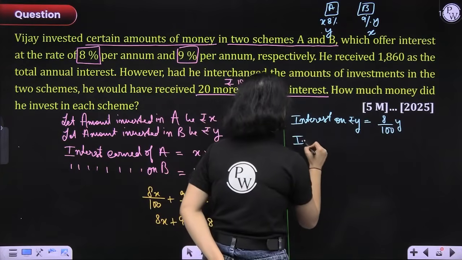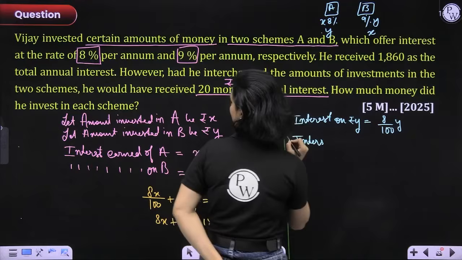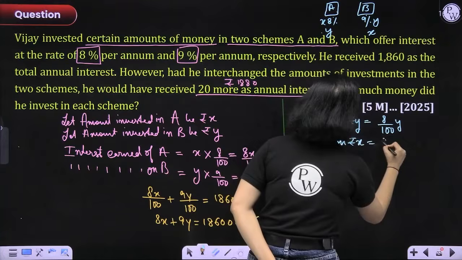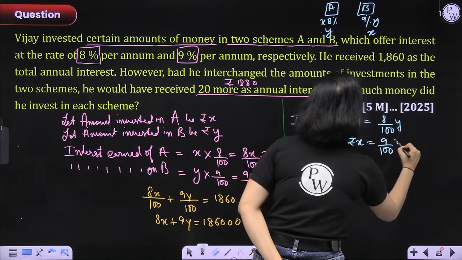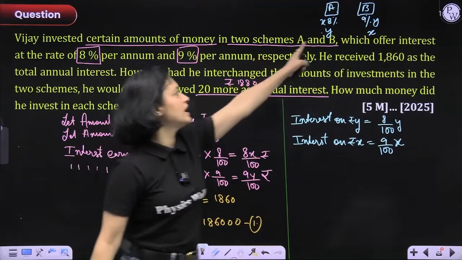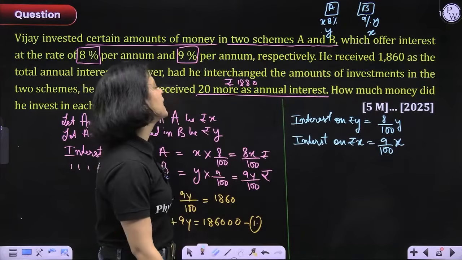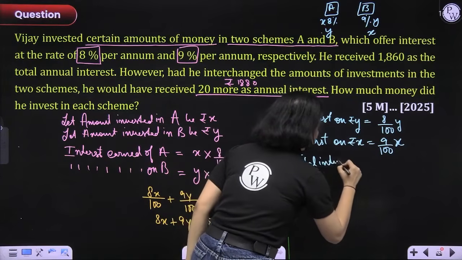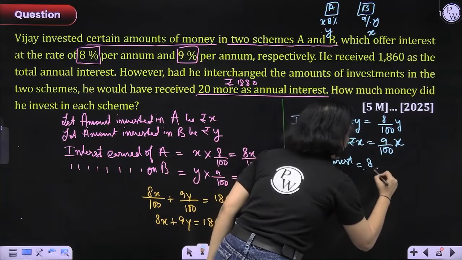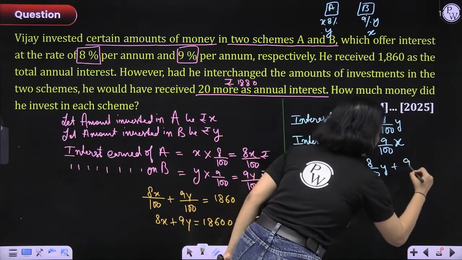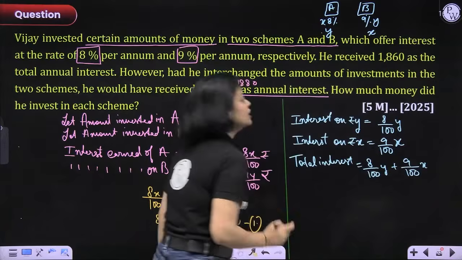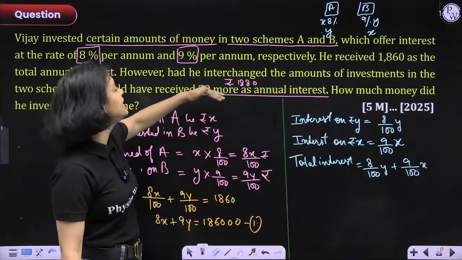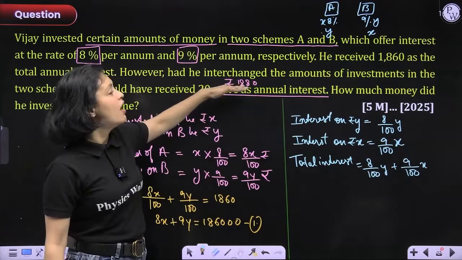Now interest on rupee X is equal to 9 by 100x, because now X rupee has gone there in B scheme. Okay? Now what's the total interest, guys? Let's figure out the total interest. Total interest is equal to 8 by 100 Y plus 9 by 100x, right everyone? But total interest in this case also is given to us, 20 more than previous interest. So 20 more than 1860, that is 1880.